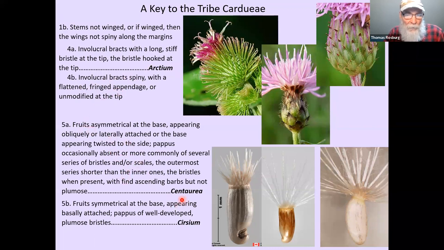And here we see we're gonna separate centurias from the cirsiums. And the way that basically happens is by looking at the fruits. The fruits, again, ripened and mature ovaries is what a fruit is. And in the Asteraceae, these are called cypsella. They're a special type of achene. But so we're looking at these fruits, and it says the fruits are asymmetrical at the base. They can kind of appear to be obliquely or laterally attached to the receptacle at their base, versus here's fruits symmetrical at the base, appearing basally attached.